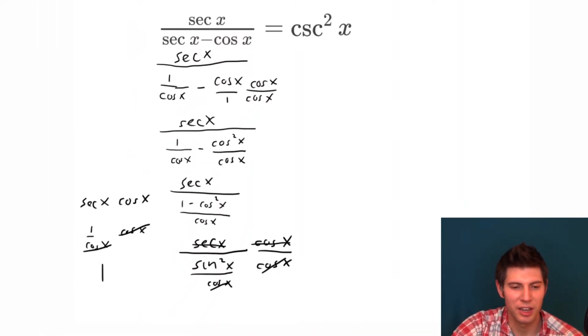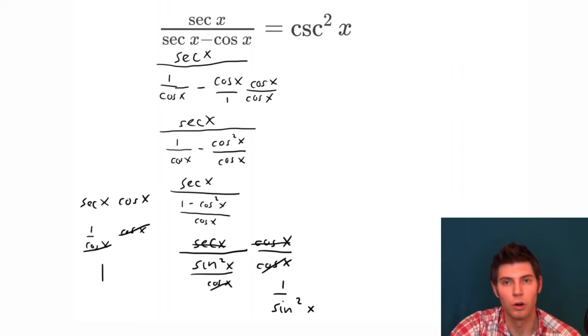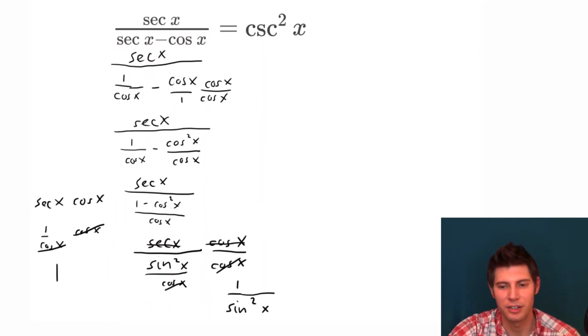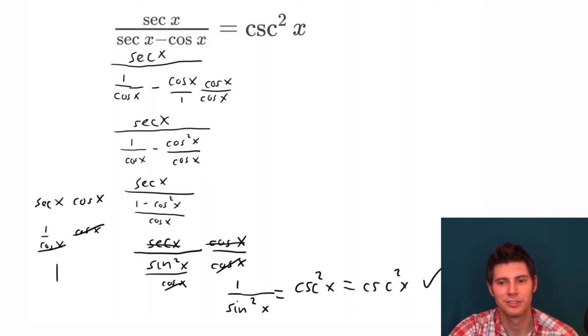So now everything's been canceled, but that sine squared's there, but it's still on bottom. So it's 1 over sine squared. You don't want to make the mistake of just making it sine squared. It's definitely still on the bottom part of the fraction. So 1 over sine squared, if you know your inverse identities, is cosecant squared. That's what we were trying to equal. So we're done.